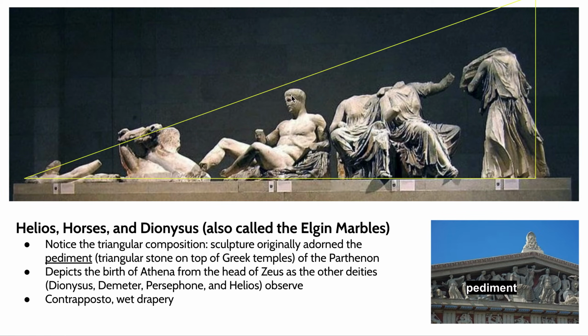We have Dionysus right here, who is presumably drinking because he is the god of wine. And then we also have Demeter and Persephone here, who are mother and daughter. And then we're not entirely sure who this is, but there's another section of the frieze that is not shown here that shows Athena's birth.